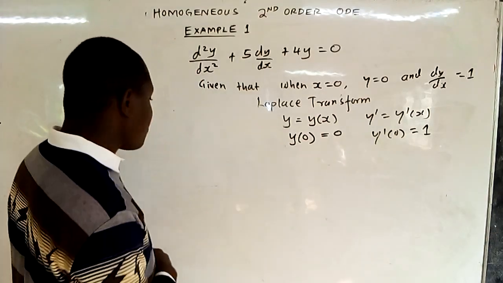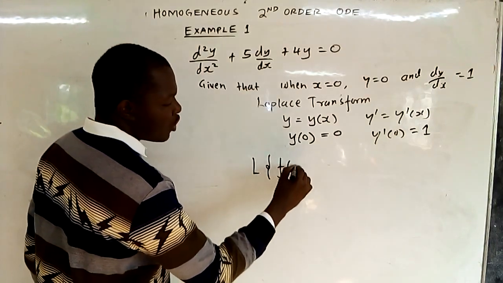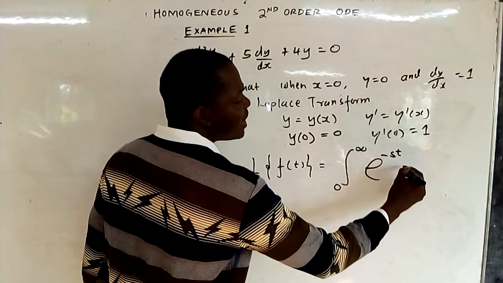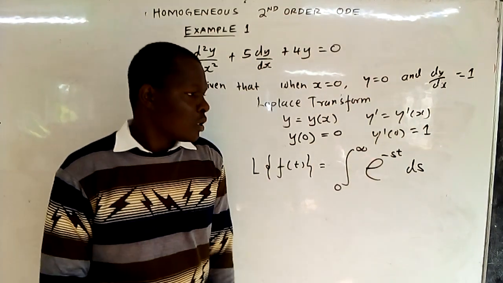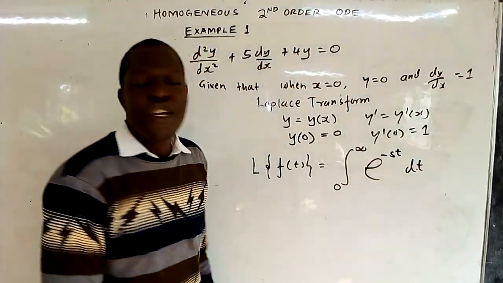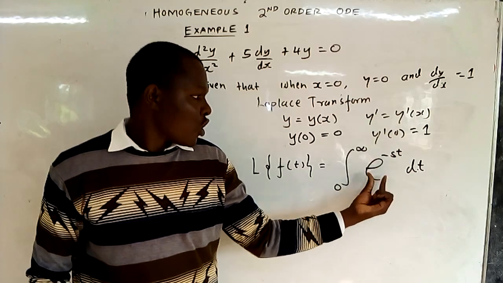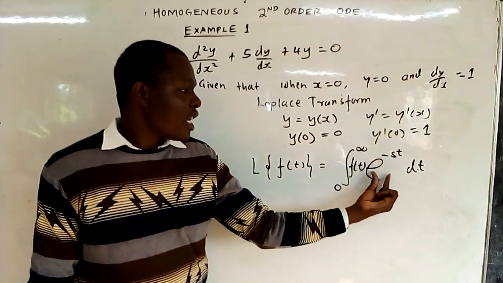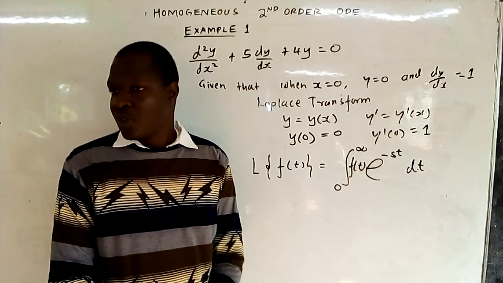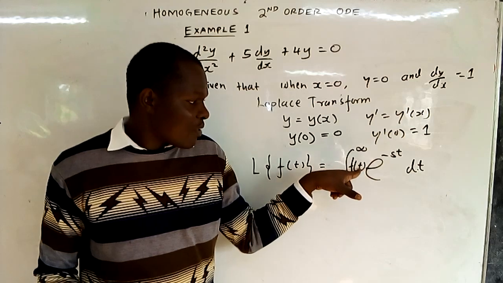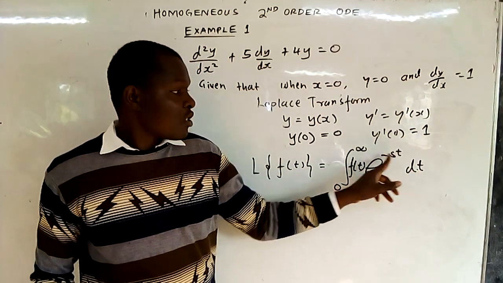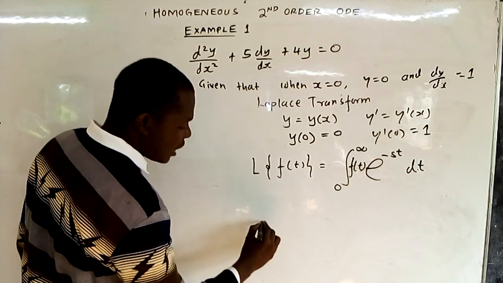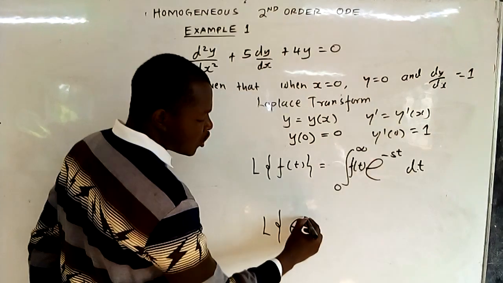So when you go to Laplace transform, you know that the Laplace transform of a function f of t is given by the integral from 0 to infinity of f of t times exponential negative st dt. When we are integrating a function f of t, it is with respect to t. Are you seeing that? Exponential negative st.